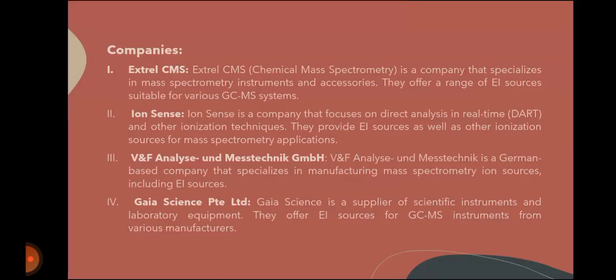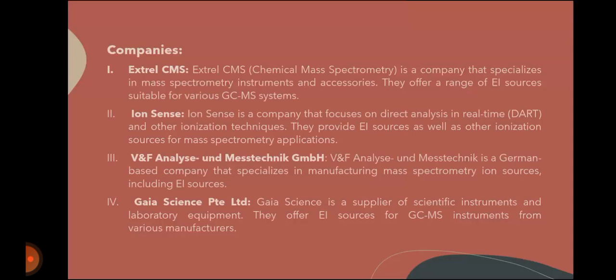Now, which are the companies which manufacture this source? The first of them is Extrel CMS. Extrel CMS is a company that specializes in mass spectrometry instruments and accessories. They offer a range of EI sources suitable for various gas chromatography mass spectrometry systems. Then the second one is IonSense. IonSense is a company that focuses on direct analysis in real time and other ionization techniques.